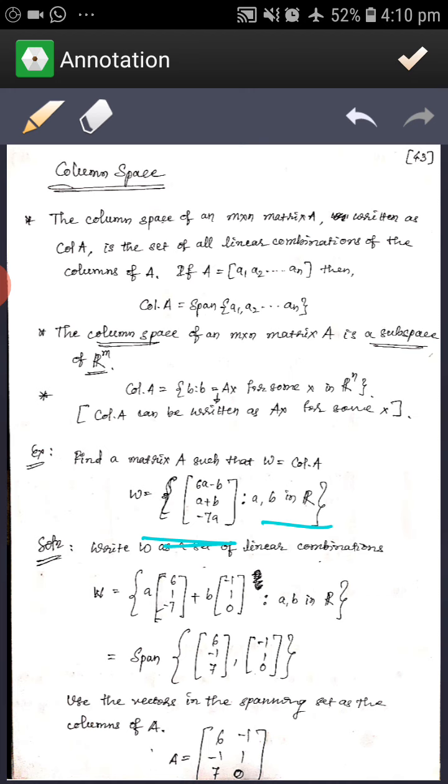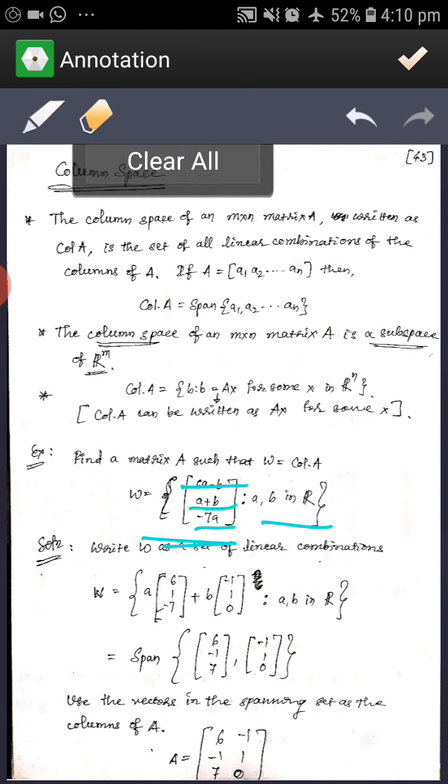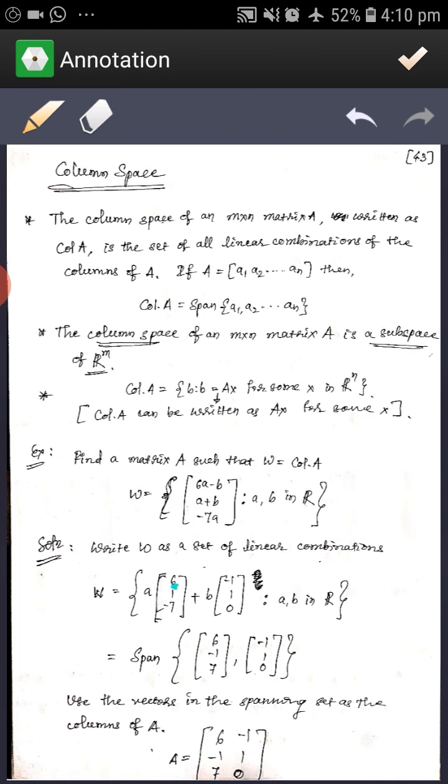If you take variable a, take 3 rows. In the first row the a value is 6, in the second row the a value is 1, the third a value is 7. If you take b, the first one is minus 1, the second one is 1, and in the third there is no b term, so it is 0. If you write it as an equation, that is a into this vector, b into this vector. These we call the two spanning vectors of W.